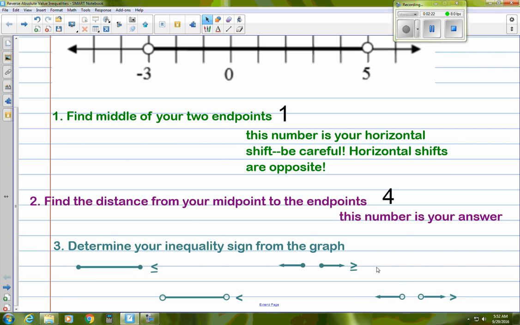So the rule should be the same as when we actually graph our solutions. You're just kind of doing the opposite. Instead of starting with the sign and figuring out what it should look like, now you're starting with what it looks like and figuring out the sign.